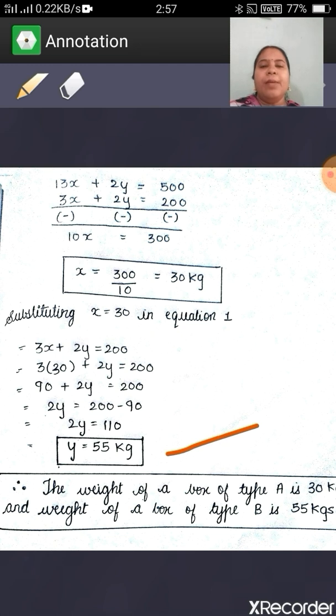This is the second part of the answer. Now what is left is to write the final answer in a box. The weight of a box of type A is 30 kgs, while the weight of the box of type B is 55 kgs. So I know it is a lengthy sum, but I hope you have understood it.